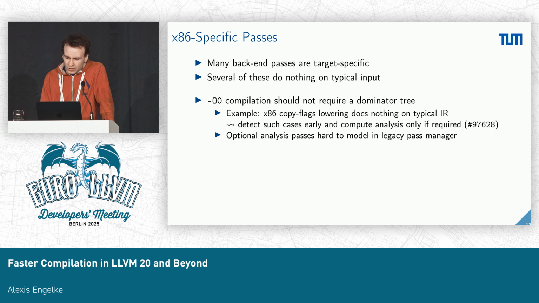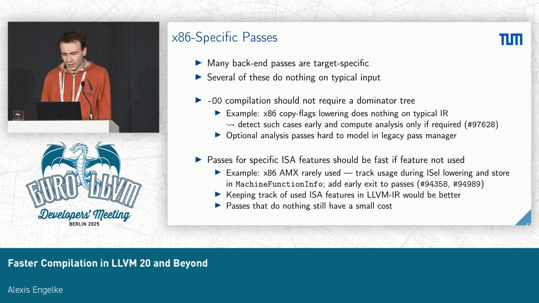There are quite a few target-specific passes, and again, there is a similar observation that many of these passes do nothing on typical O0 input. So one change was that the O0 compilation on x86 no longer requires a dominator tree. And we changed the pass that used it to first look whether it actually needs a dominator tree and then compute it on demand. And I hope that implementing such changes will get easier with the new pass manager.